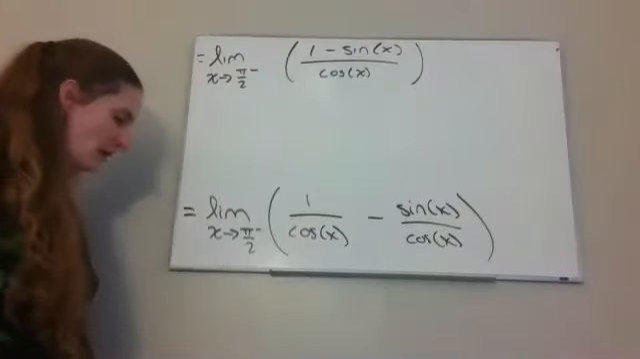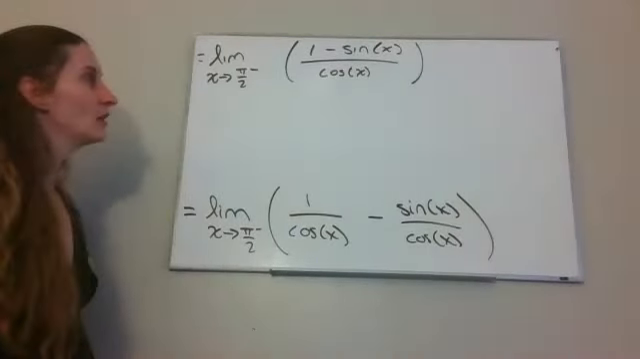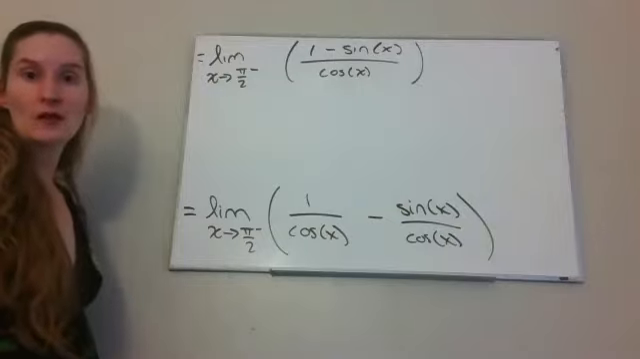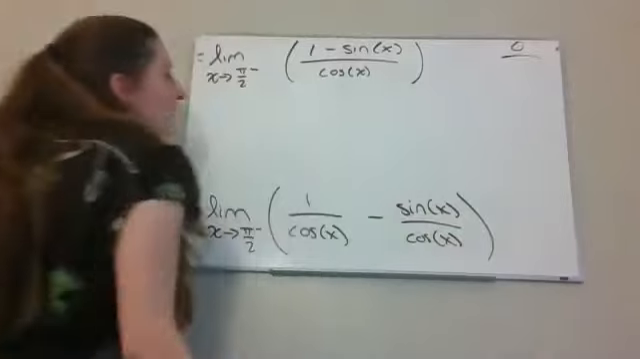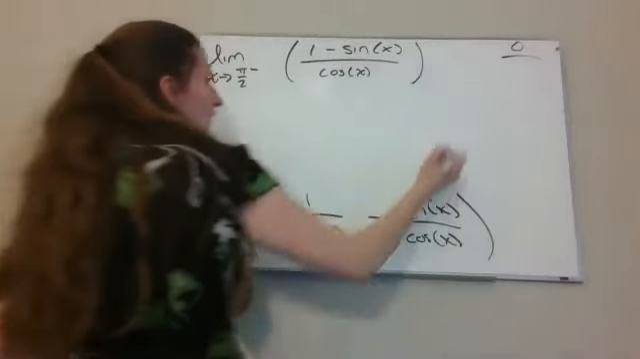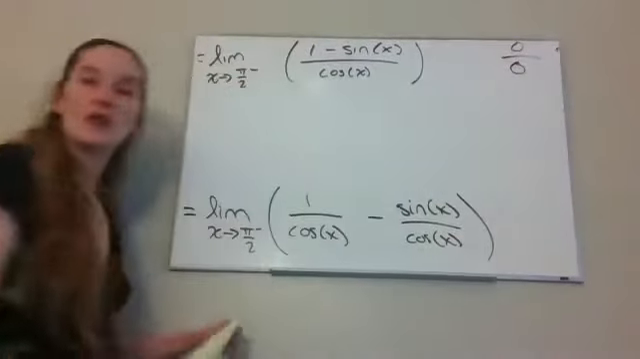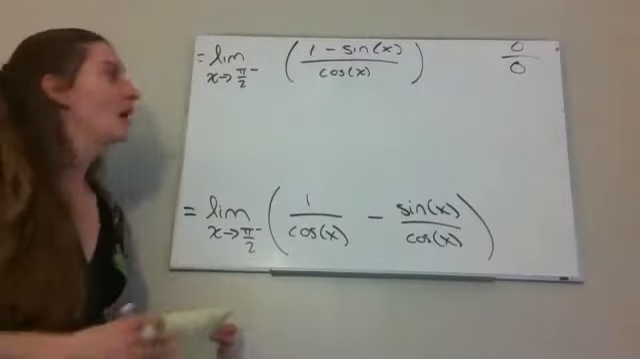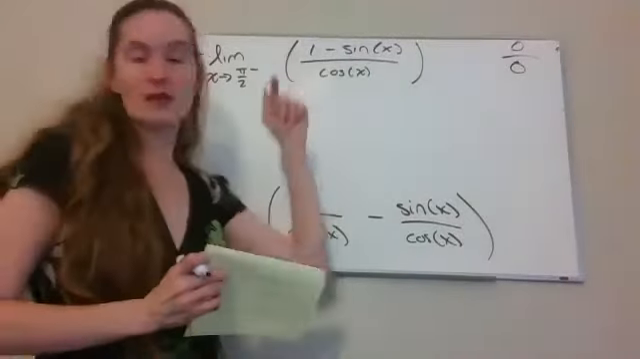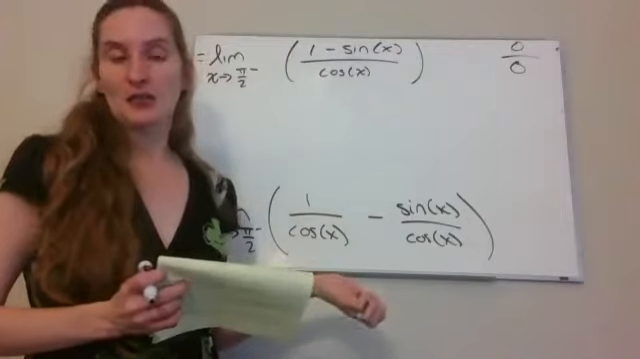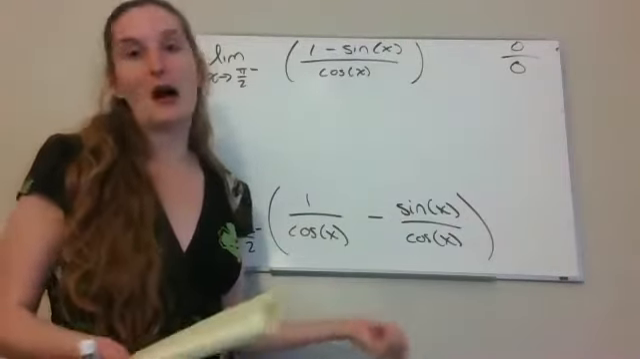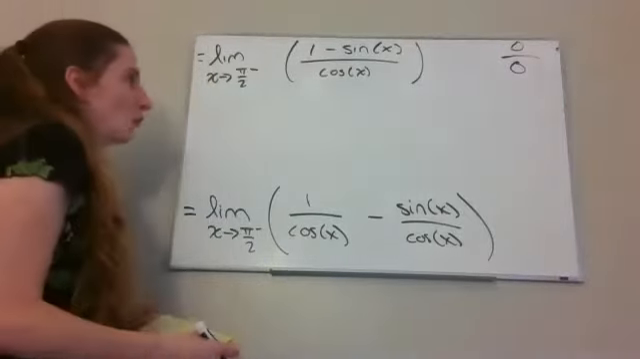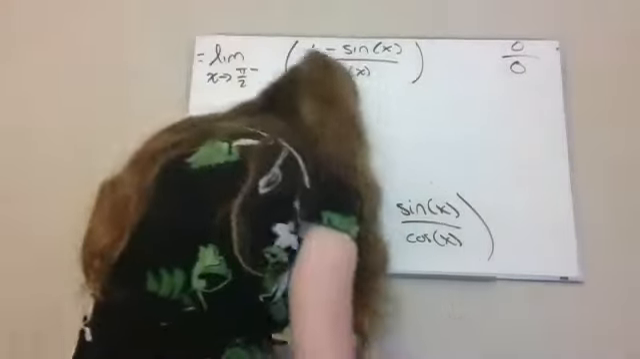And now if I think about plugging in pi over 2, sine of pi over 2 is 1, so my top is 1 minus 1, which is 0. And cosine of pi over 2 is 0. So I'm in a 0 over 0 situation. I can take the derivative of both the top and the bottom, and the derivative of cosine is not exactly equal to 0. It can be all sorts of different values. So we're okay to use our L'Hopital's rule.